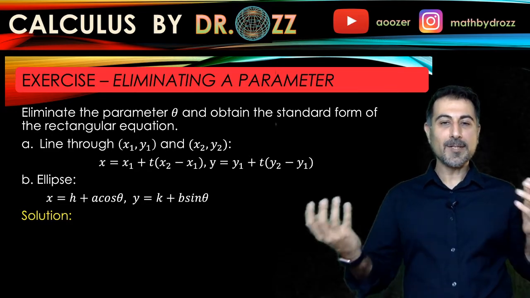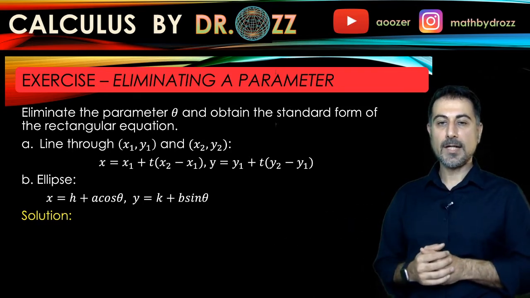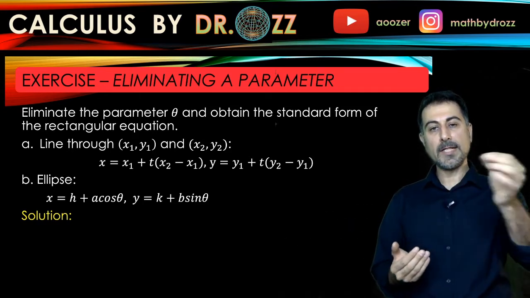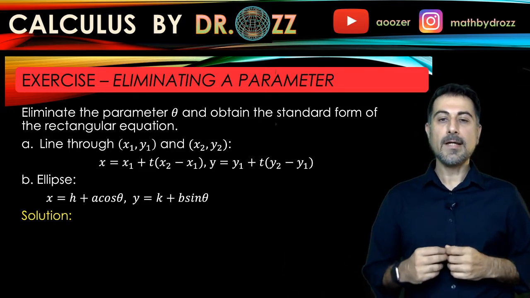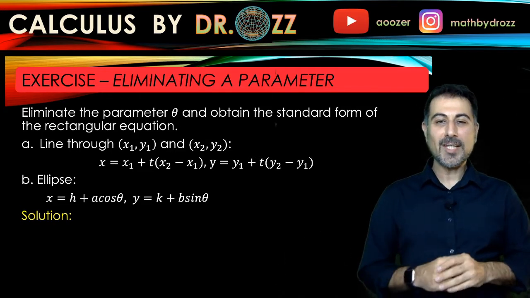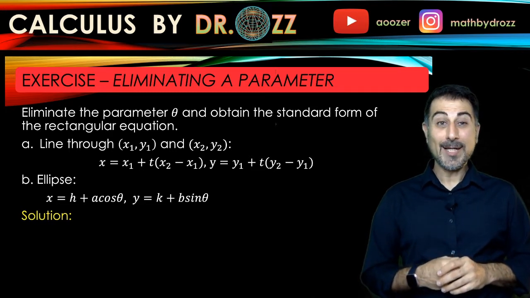So first of all, we're going to eliminate the parameter theta or t, depending on which case you're in. Like in part A, we're going to eliminate the parameter t. In the second case, we're going to eliminate the parameter theta. And you're going to go back to the standard equations of a line and an ellipse. So let's get started.